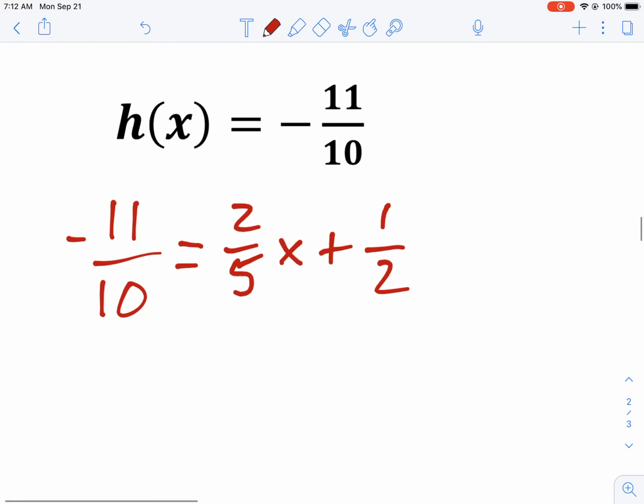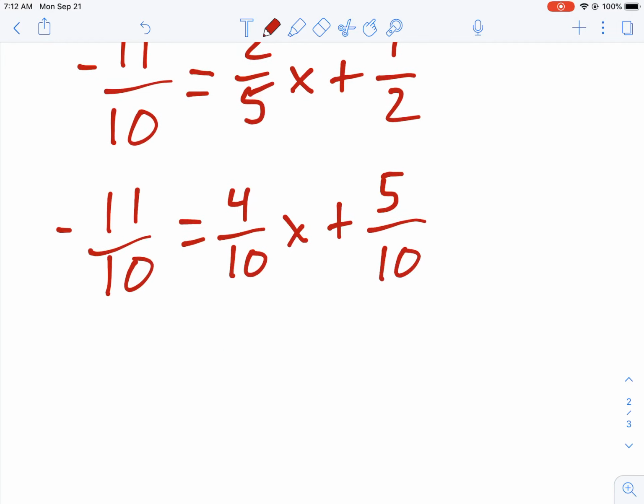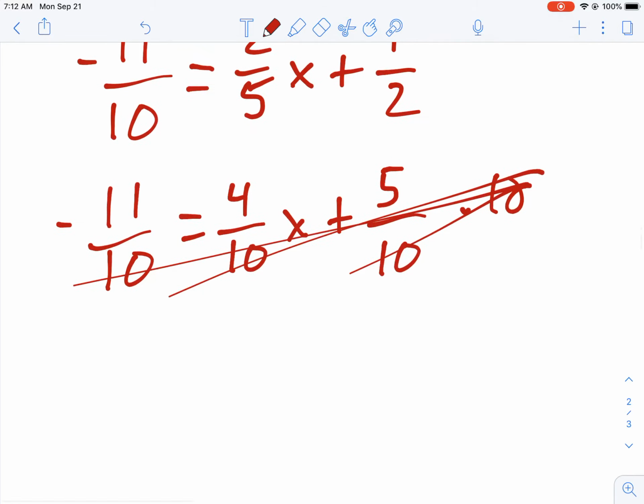So I personally would just turn this into a common denominator situation. So I do negative 11 over 10. 5 times 2 is 10, so we've got 4/10 x, and then 2 times 5 is 10, plus 5/10. Then we can multiply by 10 to cancel out everything on the bottom. So we've got negative 11 equals 4x plus 5.